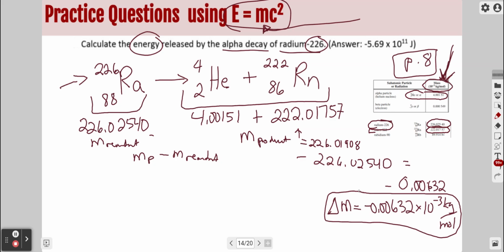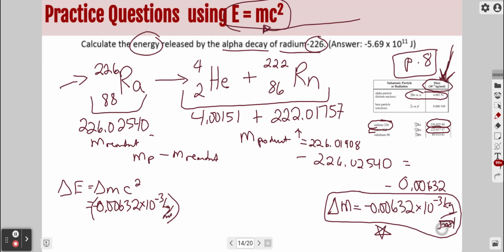Now we can use Einstein's equation to figure out how much energy this mass formed. We lost this mass. It didn't just go nowhere. It turned into energy. So our change in energy is equal to our change in mass times the speed of light squared. So our change in mass is negative 0.00632 times 10 to the negative 3 kilograms per mole.